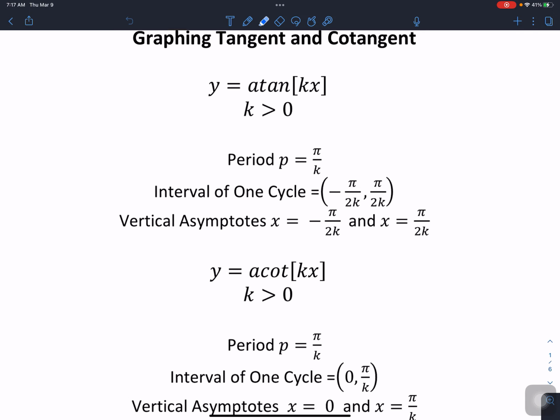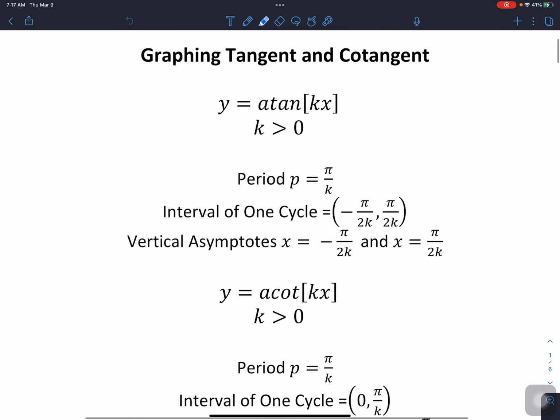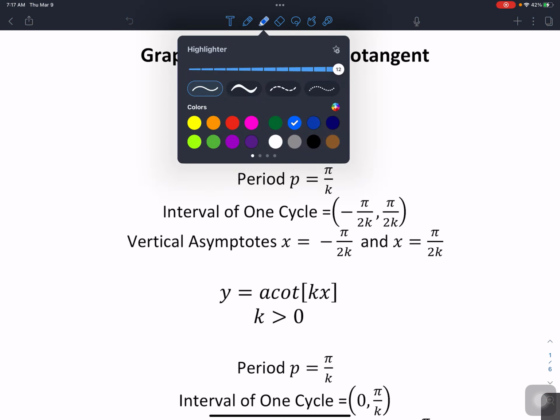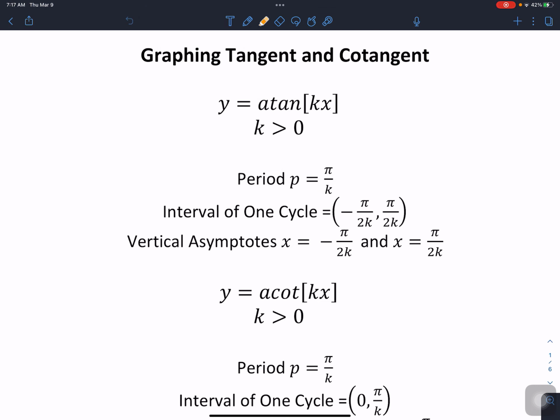So what I want to remind everybody here, we're going to look at the tangent and cotangent. Now remember, for tangent and cotangent, the period is what? It's different. It's pi over k. Are you guys okay with that? So it's pi over k now. That's a little bit different, okay?